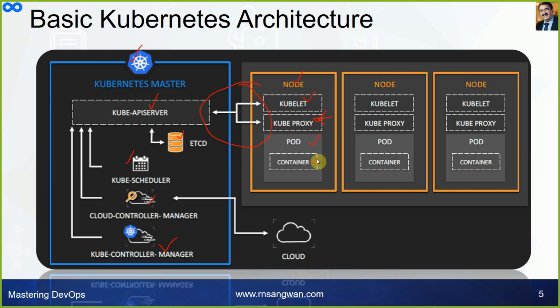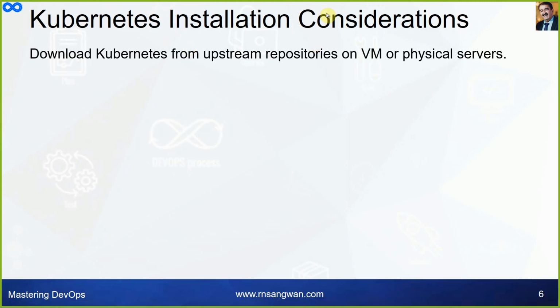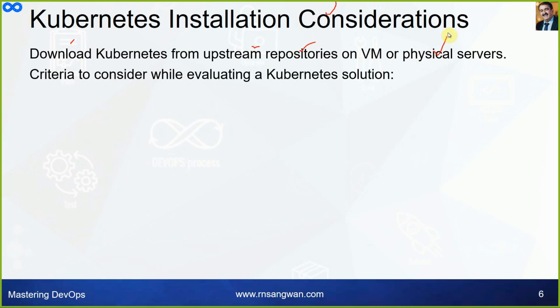Pods have containers inside them which are managed on the nodes. So we have multiple worker nodes. To be honest, we also configure multiple API servers for high availability, for the purpose of availability and fault tolerance. Kubernetes installation considerations. Download Kubernetes from upstream repositories, or install on a VM or physical server.